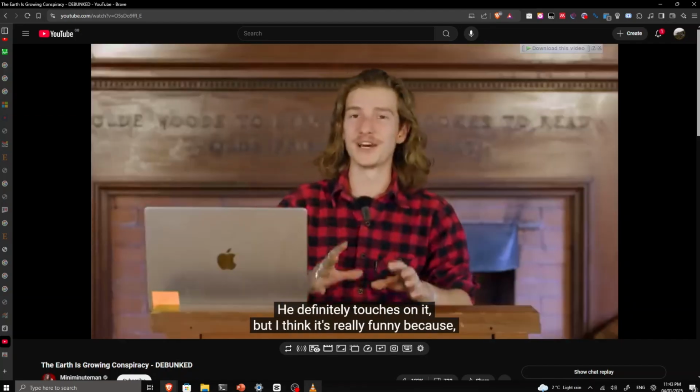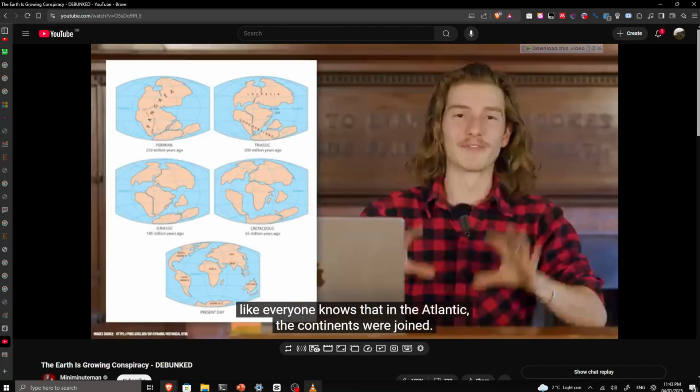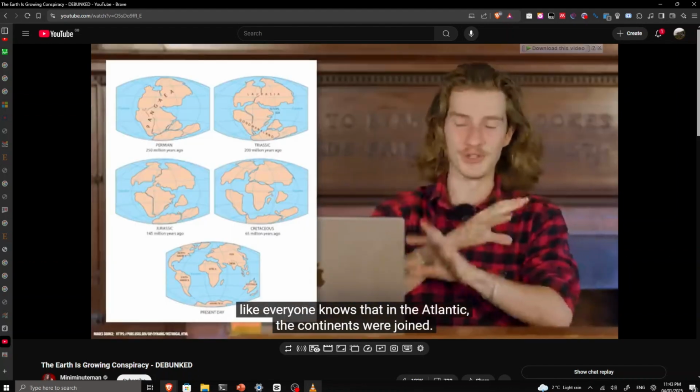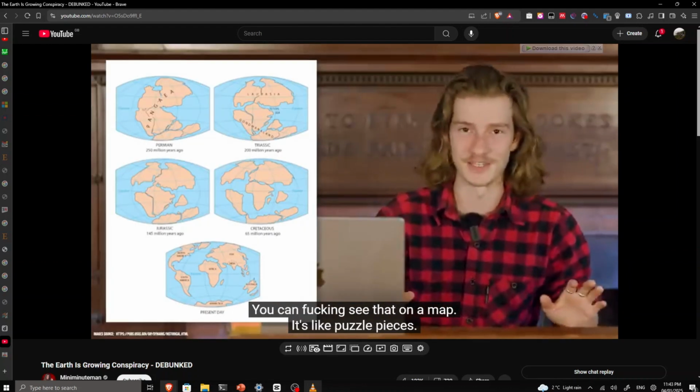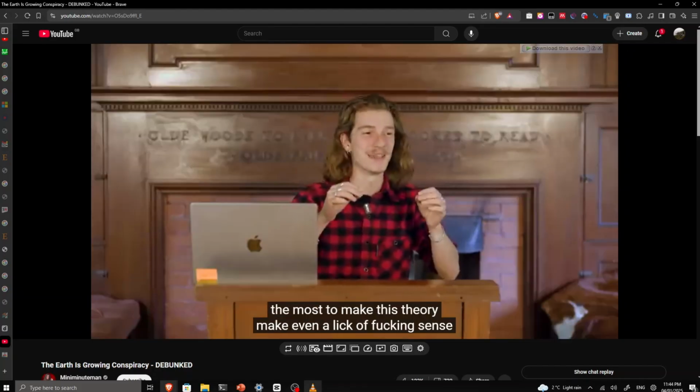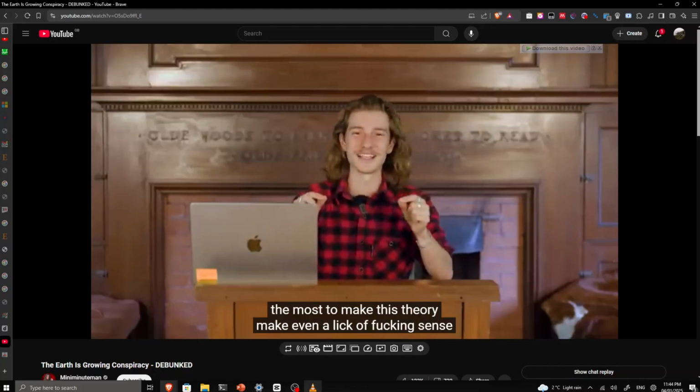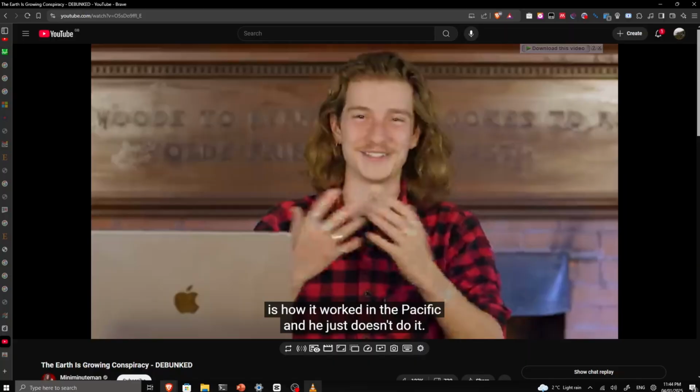He definitely touches on it, but I think it's really funny because everyone knows that in the Atlantic the continents were joined. You can see that on a map. It's like puzzle pieces. But the thing you need to back up the most to make this theory make even a lick of sense is how it worked in the Pacific, and he just doesn't do it.